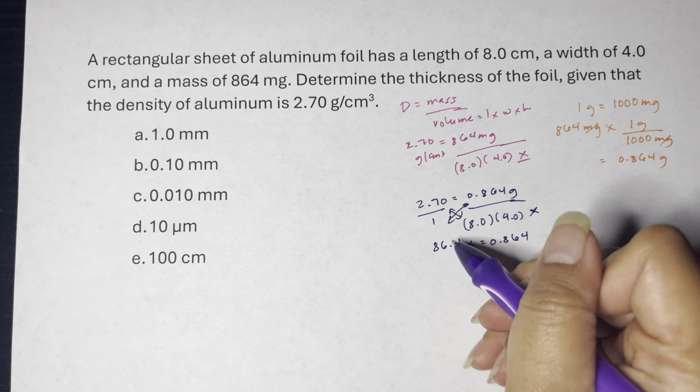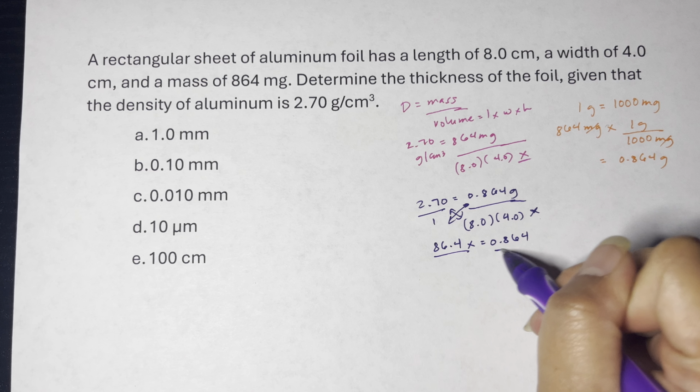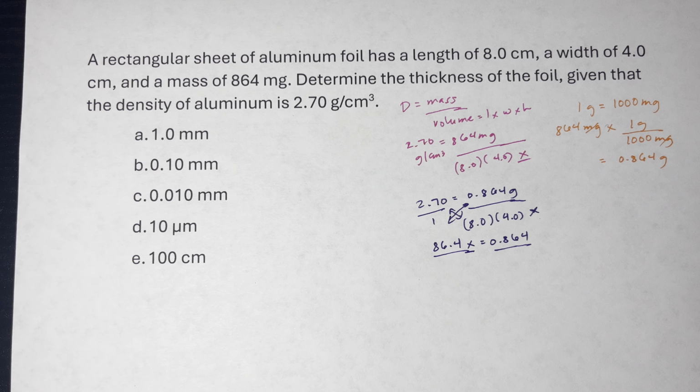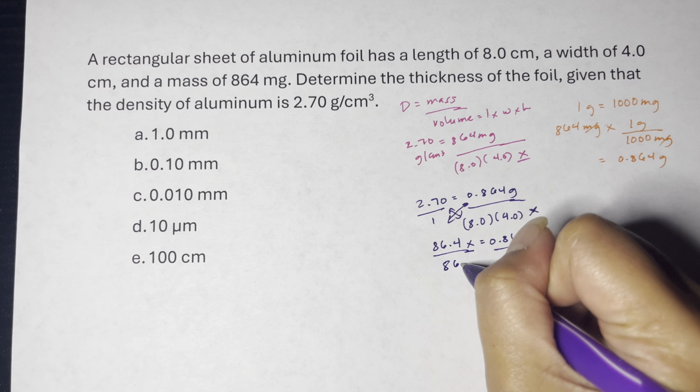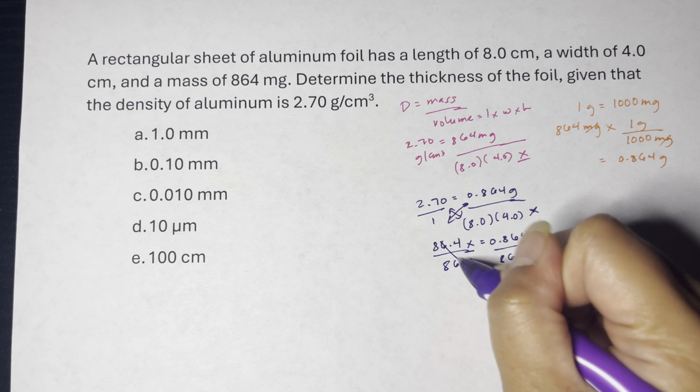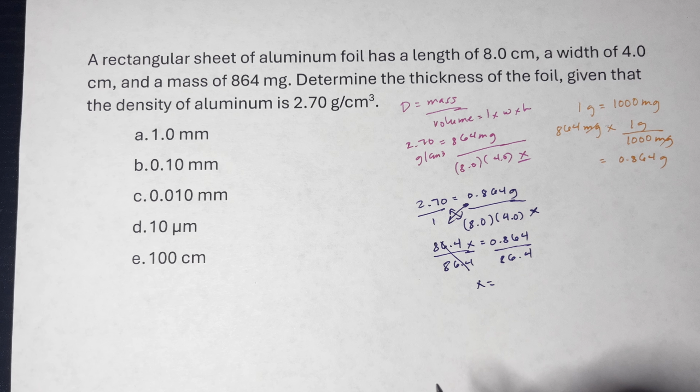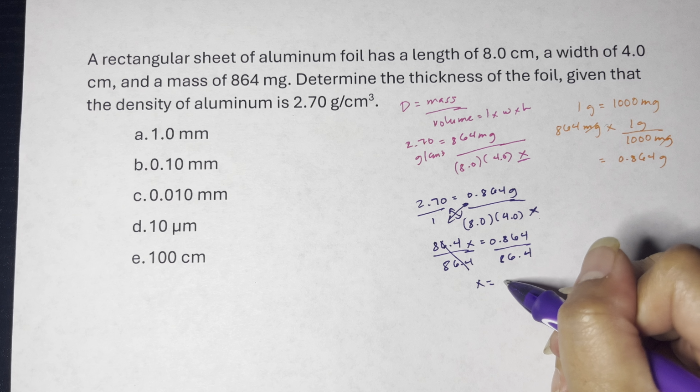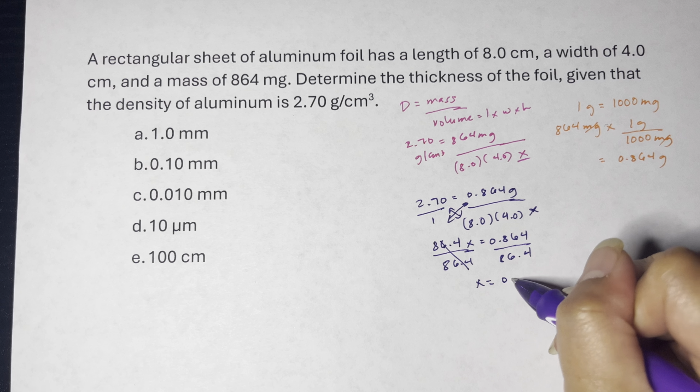Okay. We're solving for X. So we divide both sides by 86.4. Our X is 0.01 centimeters in this case, right?